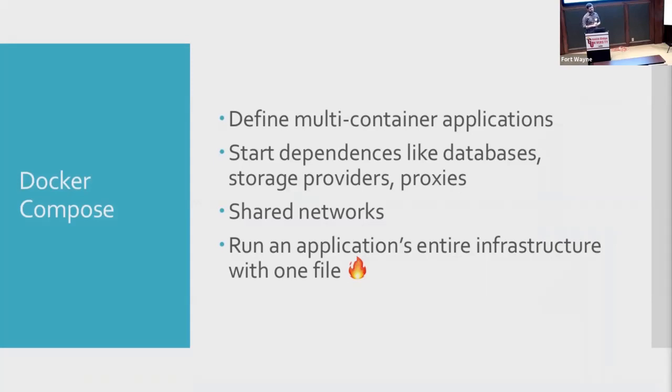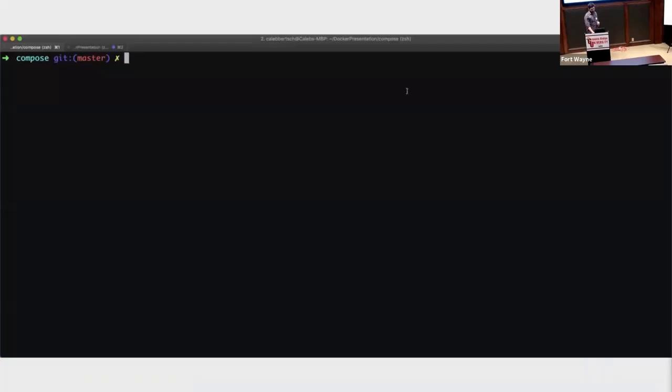Docker Compose is used to define multi-container applications, the entire environment that I need. So like it says here, you can start dependencies like databases and storage providers and proxies and caches. All those things are on a shared network, and you can create and configure different networks in there. And so with that, we can run an application's entire infrastructure with just one file and one command. So in that example, we have a file. It's just a docker-compose YAML file.